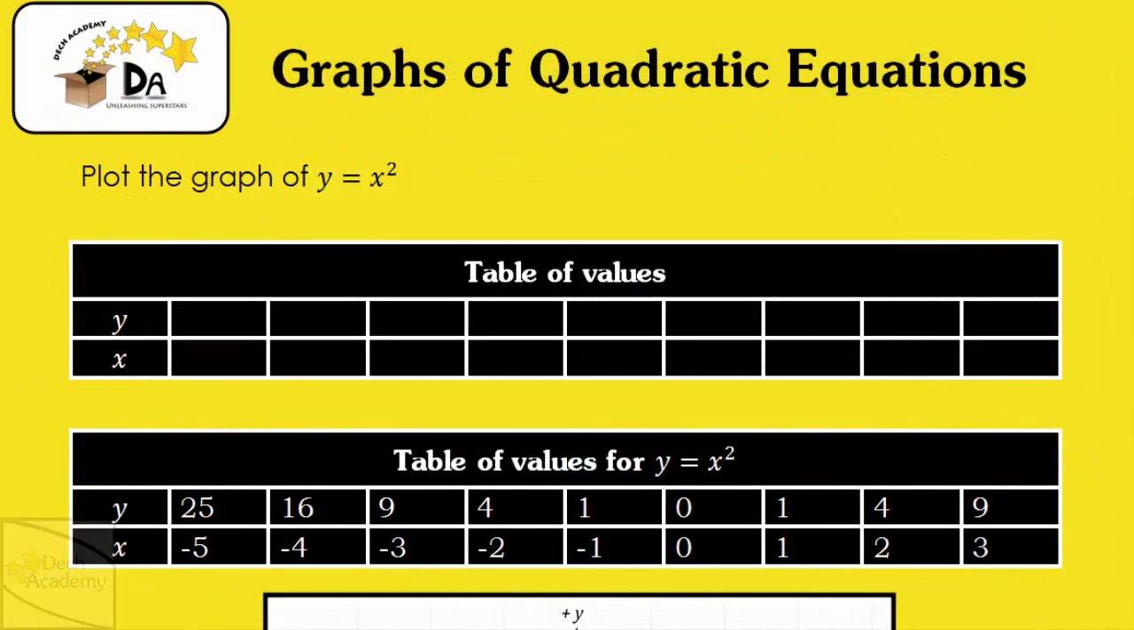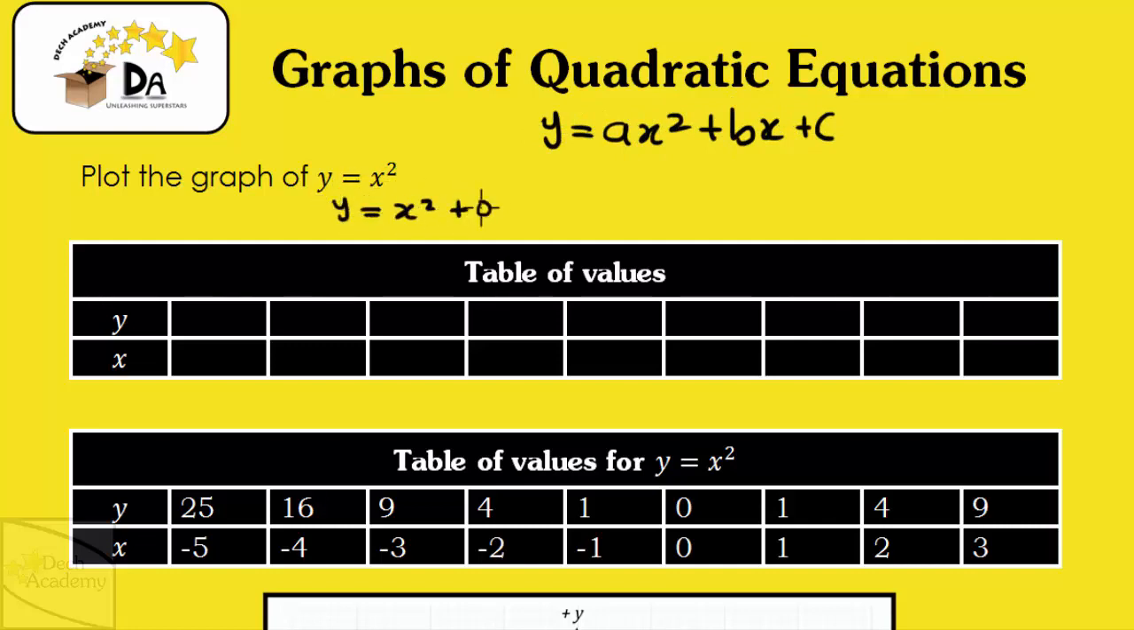Now we're going to look at how to plot the graphs of quadratic equations. The technique is the same as that for plotting linear equations. Quadratic equations are equations of the form y equals ax squared plus bx plus c. In this case, we have y equals x squared plus 0x plus 0. So b, the coefficient of x, is 0. c, the constant term, is 0. The coefficient of x squared here is 1, so a is 1. This is a quadratic equation. It's of this form, where a is not 0.